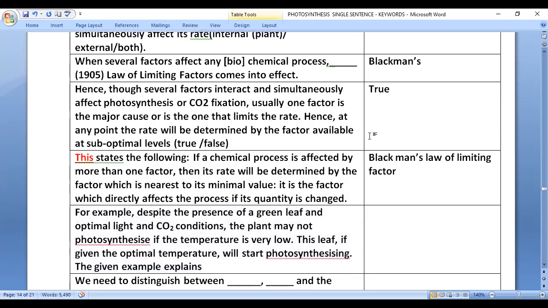For example, despite the presence of a green leaf and optimal light and carbon dioxide conditions, the plant may not photosynthesize if the temperature is very low. This leaf, if given the optimal temperature, will start to photosynthesize. The given example explains Blackman's law of limiting factor.